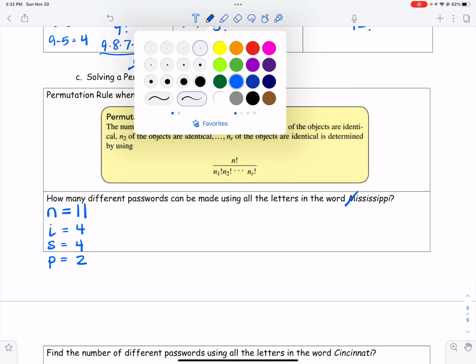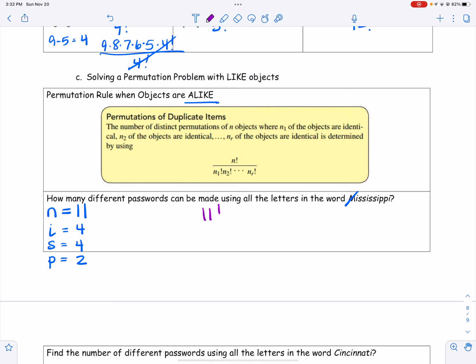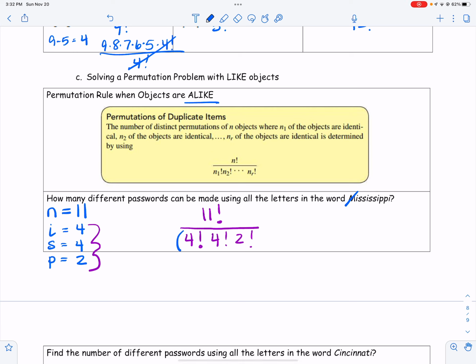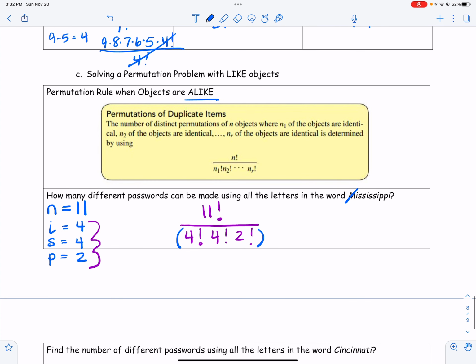So the way that your formula is going to look like is we're always going to have the big N, the number of letters on the top, factorial, and then we're going to divide it by 4 factorial times 4 factorial times 2 factorial. Each one of these goes in the bottom as a factorial, okay? Now you can enter this on your calculator, but I caution you when you enter it in the calculator, make sure you put parentheses around. You can hit 11 factorial and then divided by, and then I would put parentheses around all of that. You can also do it by hand, okay?